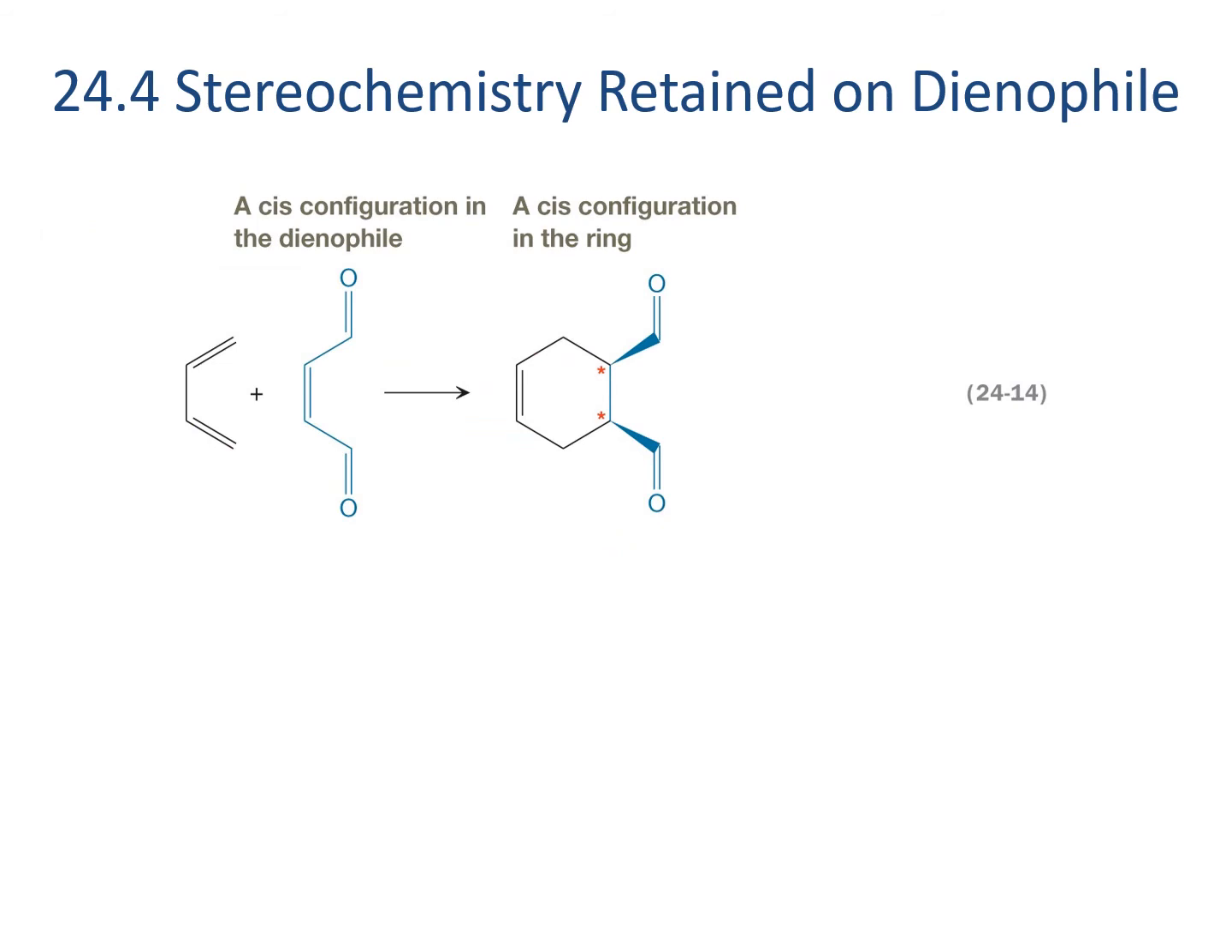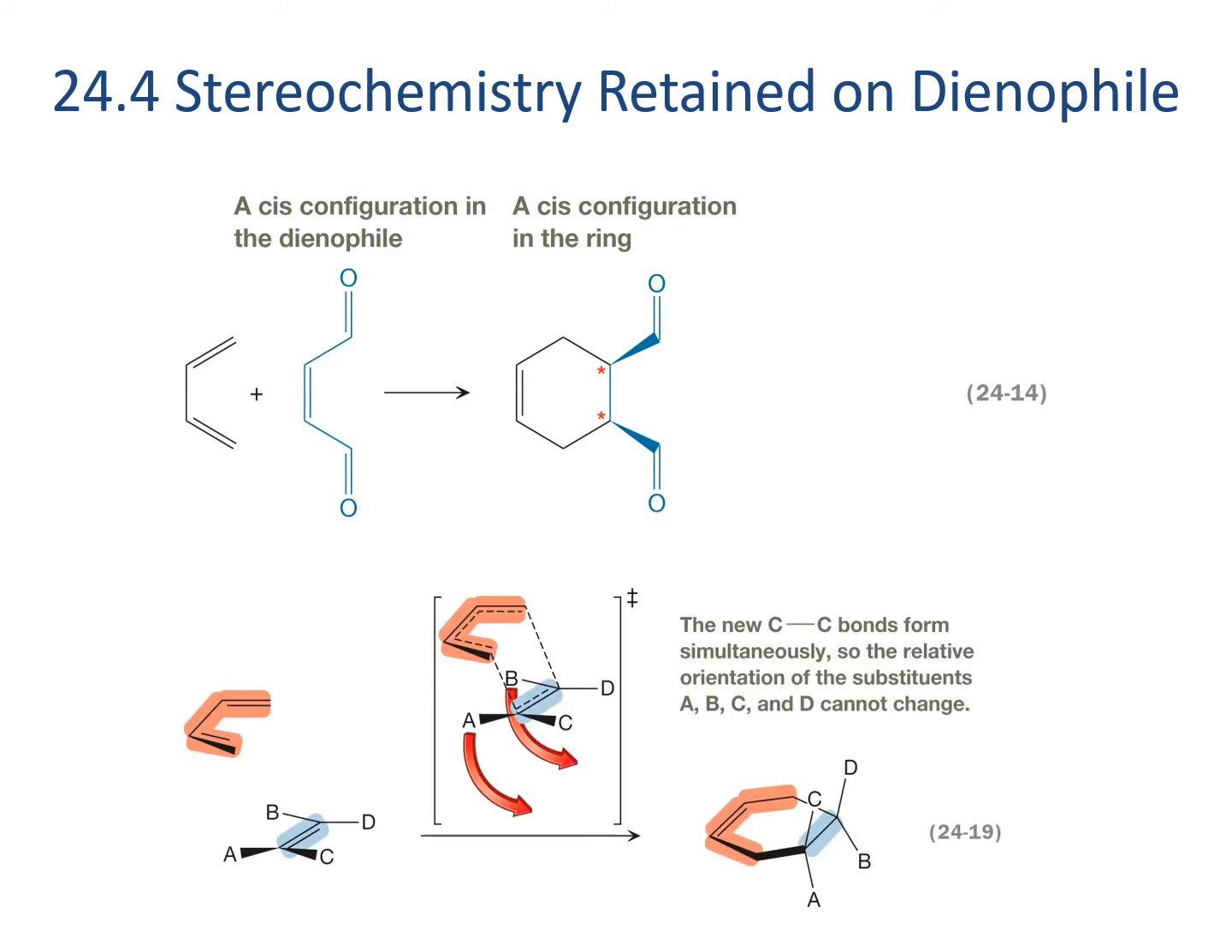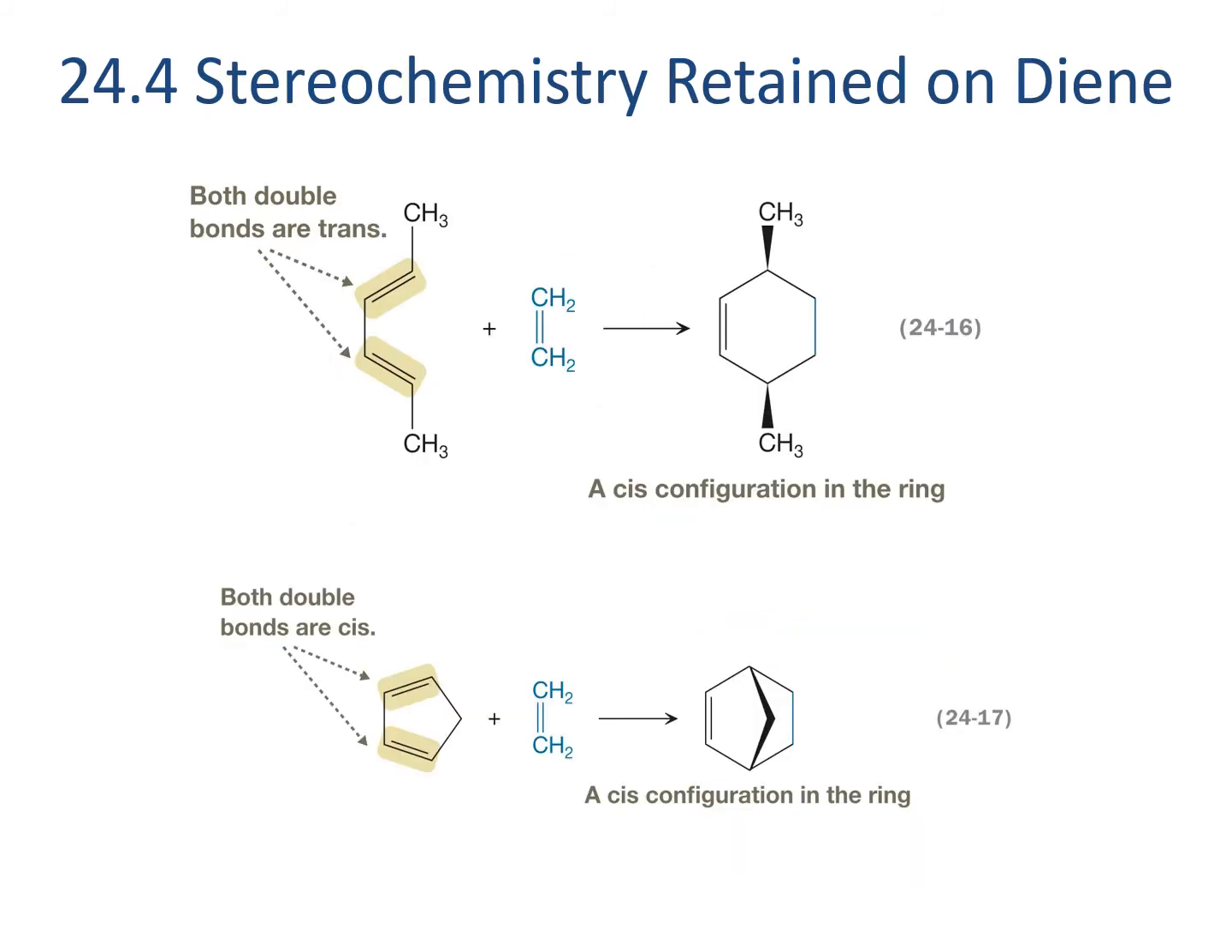Another reason that the Diels Alder reactions are so powerful is that they generate products under stereo control. For example, the cis conformation of the dienophile is retained as a cis conformation in the ring. This makes sense since the reaction occurs during a concerted, that is to say, all at once, mechanism. There's no chance for the groups to rotate. Stereochemical retention works on both sides.